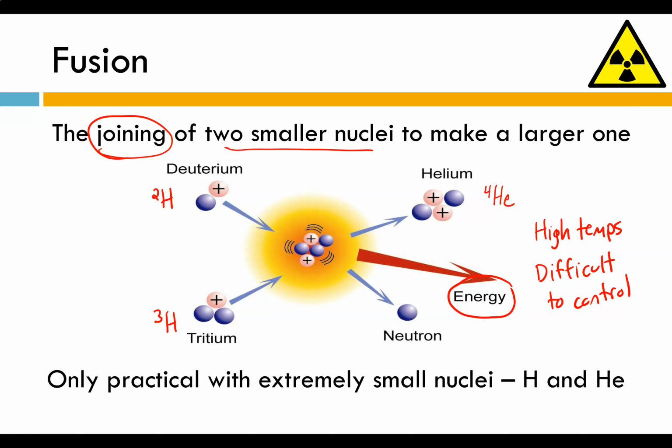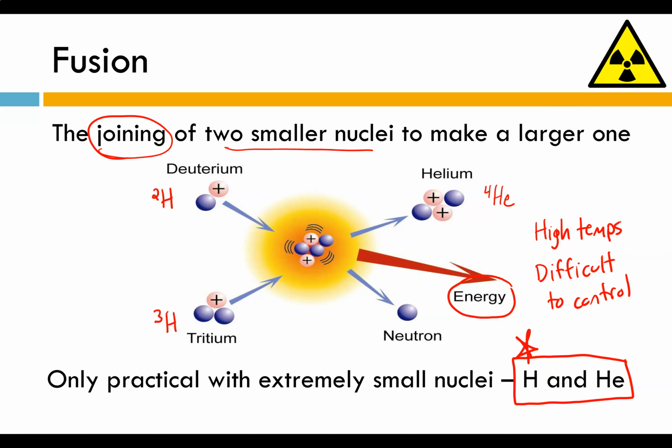Fusion is really only practical with our smallest possible nuclei. So that's going to limit us to hydrogen and helium, hydrogen being far more common with fusion than helium. So if you're looking at an artificial transmutation, you've identified it as such because you've got multiple reactants, and both reactants happen to be hydrogen, there's an extremely high likelihood that you're looking at a fusion reaction.